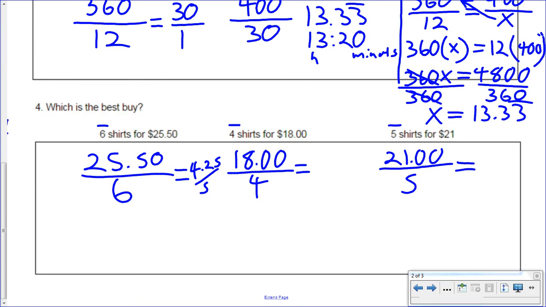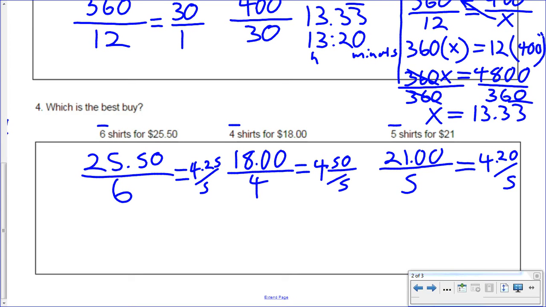18 divided by 4. I got 4.5 for that, which translates into $4.50. So 21 divided by 5 is 4.2, which, when we're talking about money, dollars and cents, is $4.20. So that's per shirt.